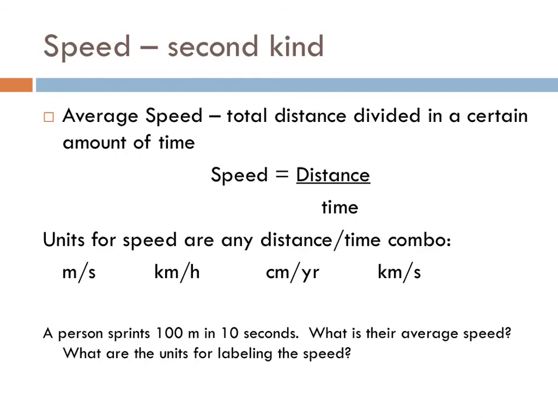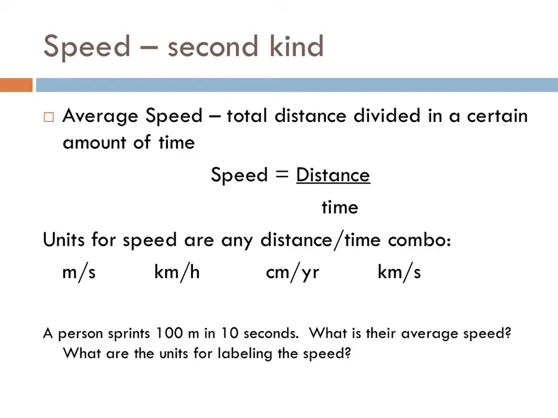The second measurement of speed is average speed. This can be found pretty easily. Speed is equal to distance divided by time, right? So if I go 100 kilometers in 2 hours, my average speed is 50 kilometers per hour, right? 100 kilometers divided by 2 hours.